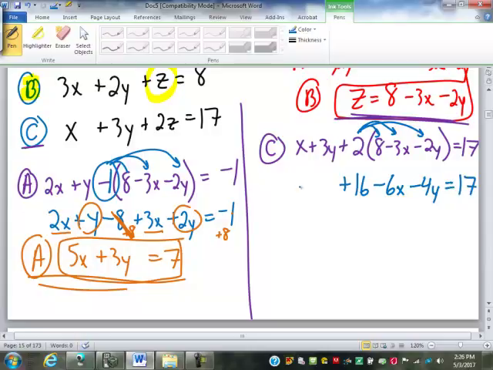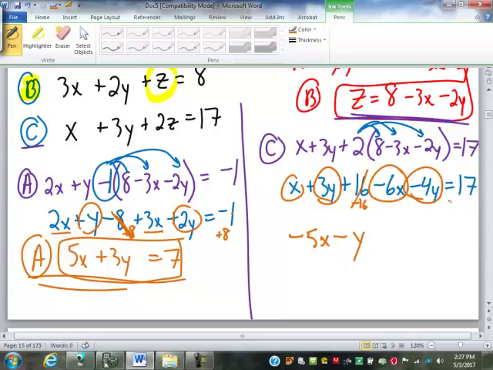So we still got the equals 17, and we have x plus 3y up front. So again, we're going to combine. We've got x and a negative 6x make negative 5x. Good. And 3y and a negative 4y? Negative 1y, or just minus y. And now I'm going to get rid of the 16. I'm going to subtract 16. So 17 minus 16 is 1 on the other side. So equation C has become negative 5x minus y equals 1.